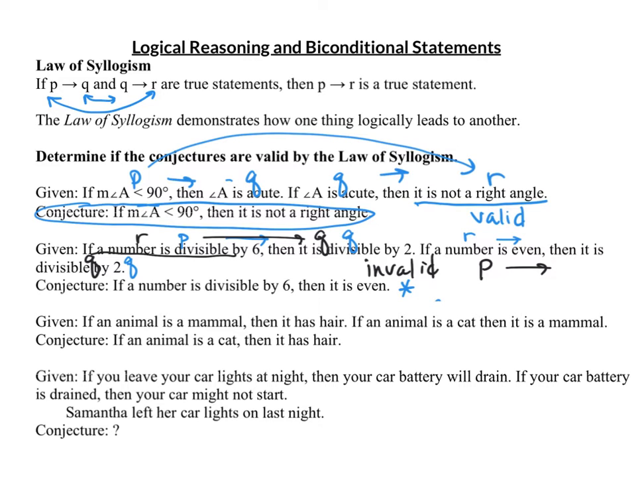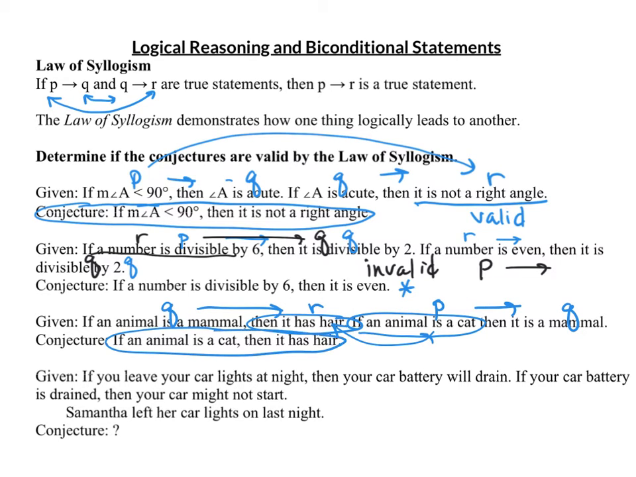So if I said, if an animal is a cat, P, then it is a mammal, there's my Q. If an animal is a mammal, there's my Q again, then it has hair, there's my R. Then I can conclude that P implies R. So that'd be these two. If P implies Q and Q implies R, then P implies R. If an animal is a cat, then it has hair, which is exactly what they concluded. This is valid.